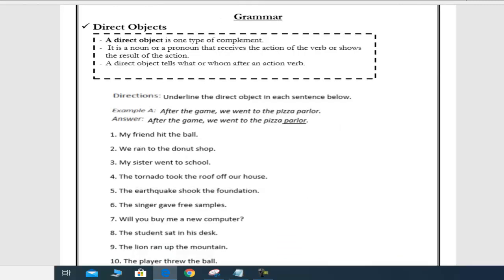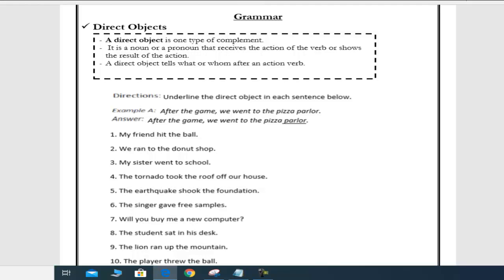Direct objects. A direct object is a complement. What does that mean? It means that it completes the meaning of the verb. Actually, the direct object can be a noun or a pronoun that receives the action of the verb or shows the result of the action. A direct object tells what or whom after an action verb.